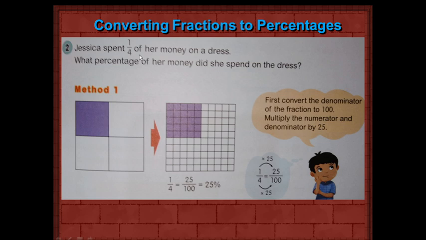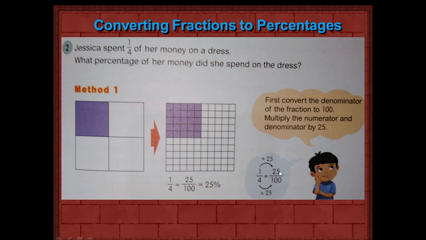Jessica spent a quarter of her money on a dress. What percentage of her money did she spend on the dress? First, convert the denominator of the fraction to 100. Multiply the numerator and the denominator by 25. Look at this. 1 over 4 or a quarter. The numerator times 25 equals 25. The denominator times 25 equals 100. So 25 over 100 equals 25%.